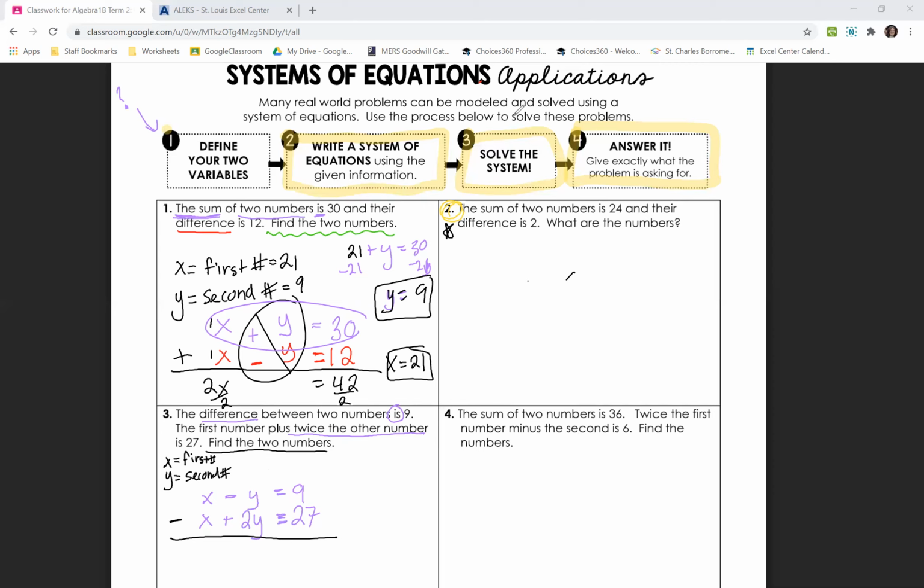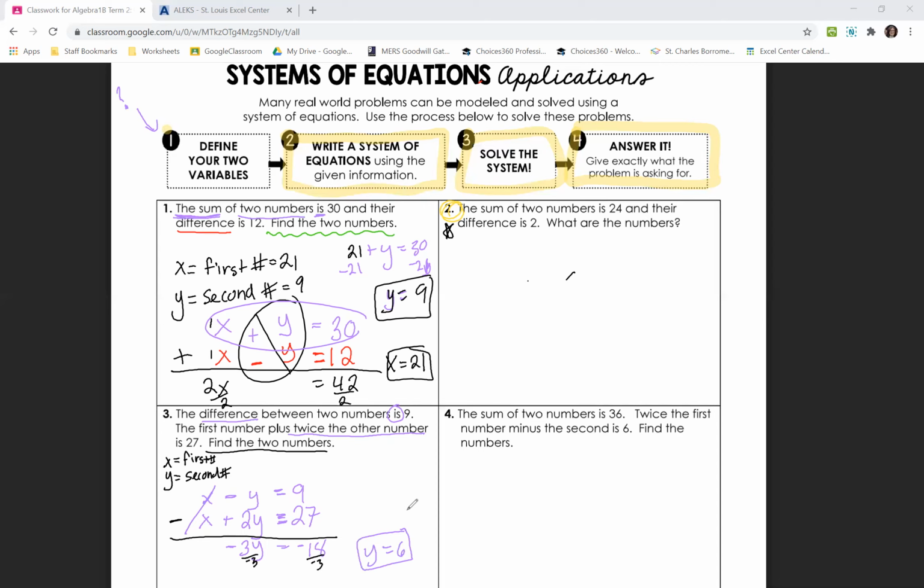I don't have enough room to rewrite, so I'm going to do this. I have x minus x goes away. Negative y minus positive 2y leaves me a negative 3y. If you need to distribute those, go for it. Then 9 minus 27 is a negative 18. So I have one equation with one variable. I'm going to divide by negative 3, and I'm left with y equals 6.